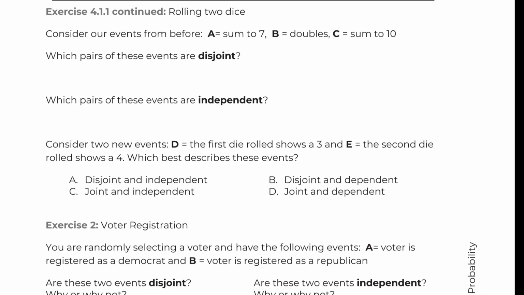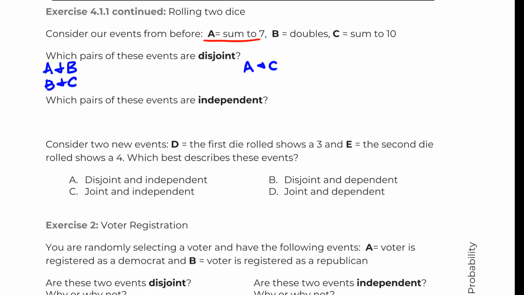So we have our events. A was summing to 7, B was doubles, C was summing to 10. Our first question is whether or not these pairs of events are disjoint. So let's just look at each pair. We have A and B as a pair, B and C as a pair, and then A and C. So disjoint means that they have no outcomes in common, right?